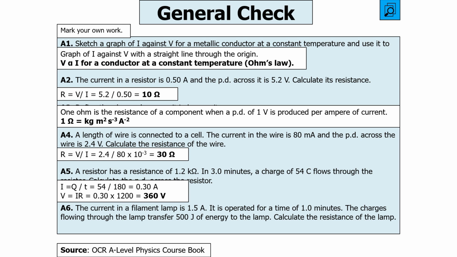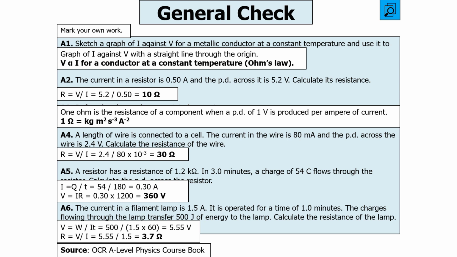And it's the same for the next question. We know that V is equal to the work done over the charge. Now charge is equal to IT. So therefore it's 500 over 1.5 times by 60 because we don't work in minutes, we work in seconds. So we get 5.55 volts. R equals V over I. We've got V, we've got I from the question. So you work it through to be 3.7 ohms.